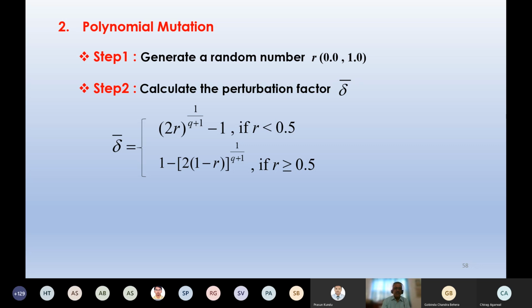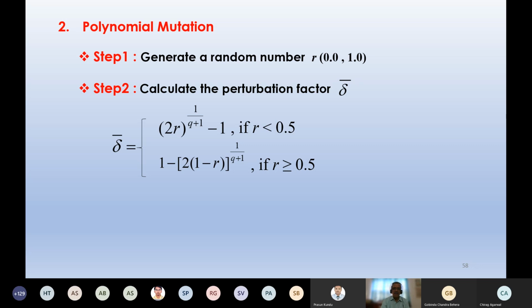To understand that particular reason, what you do is you put r equals to 0, with r less than or equal to 0.5. Put r equals to 0, and supposing that q equals 10. So if I put r equals to 0, delta bar will become minus 1.